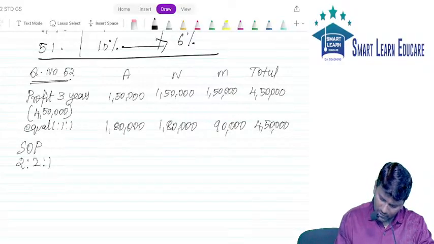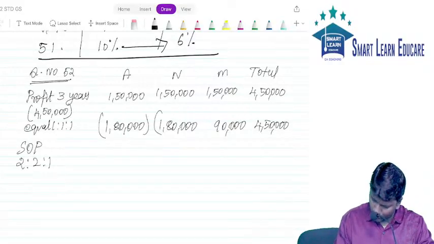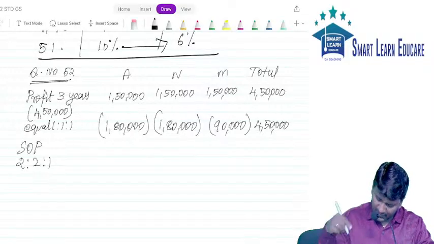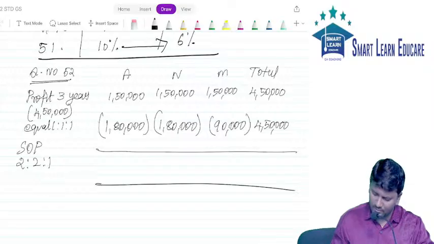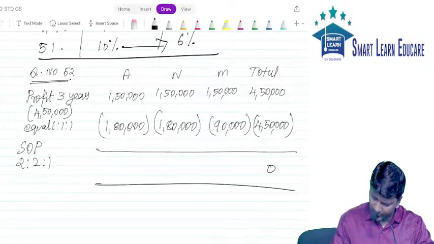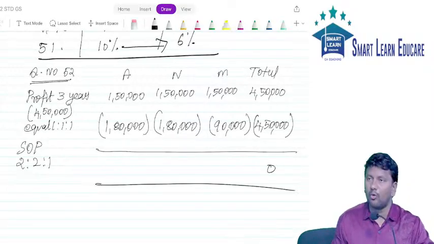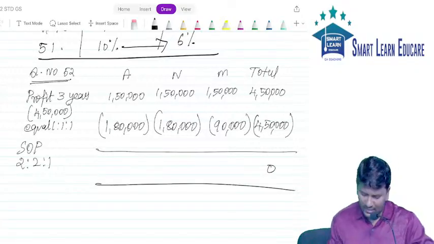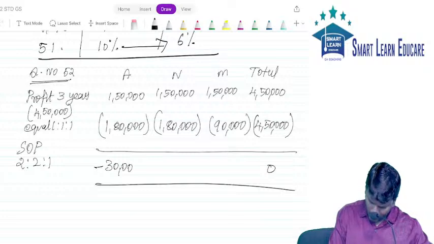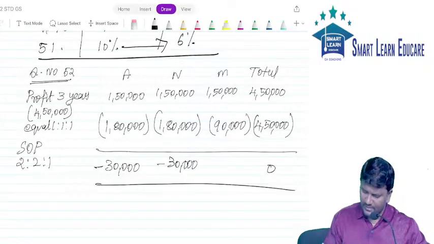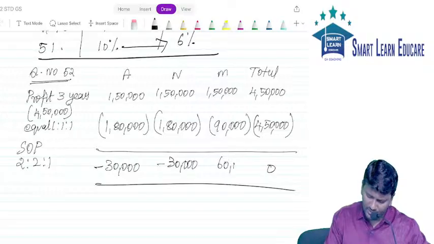We wanted to give the correct treatment of 4,50,000 in equal ratio. As per wrong treatment, it was given in 2:2:1 ratio. Whatever was given earlier, that is reversed. We are going to pass a single entry, so the net impact should definitely be 0. The total: 1,50,000 minus 1,80,000 will give you minus 30,000. 1,50,000 minus 1,80,000 will give you minus 30,000. 1,50,000 minus 90,000 will give you plus 60,000.